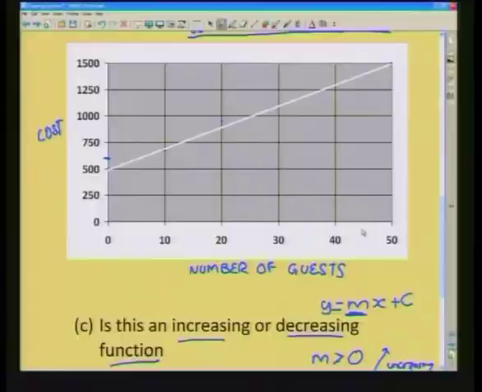The next type of graph we are going to look at is a curved graph. Specifically, we are going to look at hyperbolas. Now, a hyperbola is a graph that describes an inversely proportional relationship between two variables. What do we mean by inversely proportional?